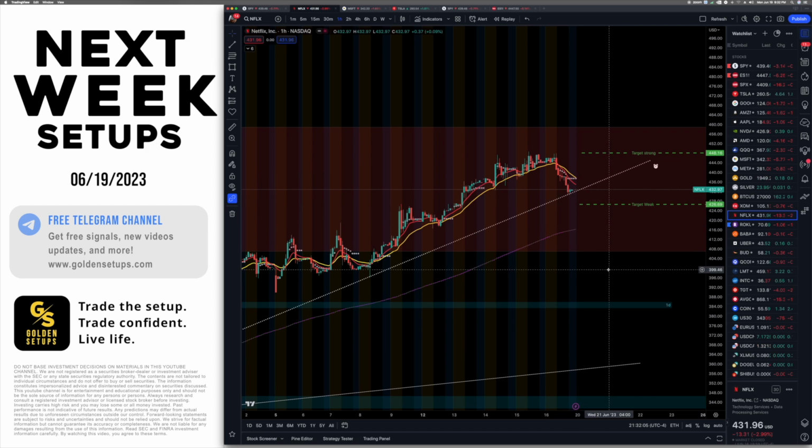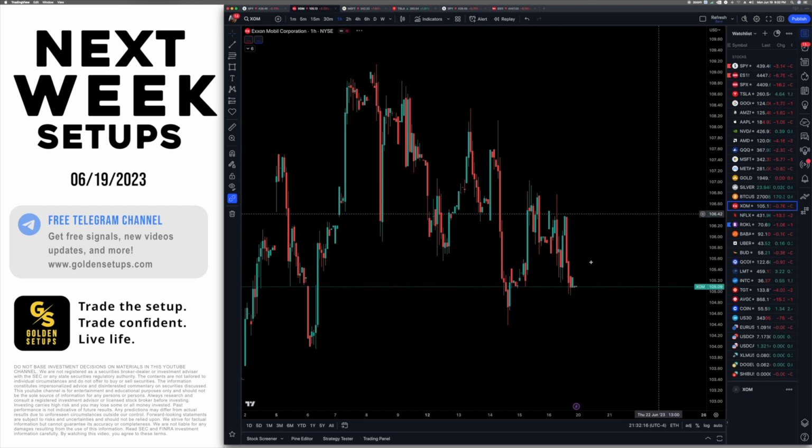If we are gonna continue to drop out of there, I do see a possibility of us filling this 1 day gap. Otherwise, we could bounce and have one big hoorah to this target strong before we drop down again. We gotta wait, watch, and see. Let's look at ExxonMobil.